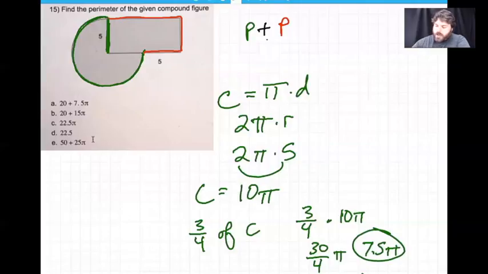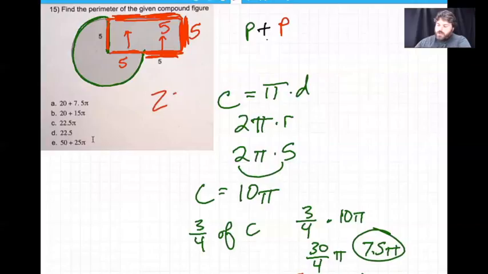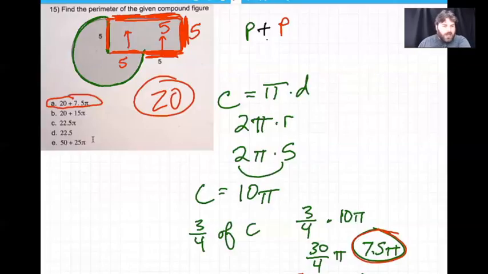Okay, now what is the red, or excuse me, the orange? Well, I know that this length is 5. Since the radius here is 5, I know that this length is also 5. And then this length is 5 because of this. And then the radius here has to be the same, so this is also 5. So we have 5, another 5 is 10, 15, and one more 5 is 20. So the total length of the orange is 20. So we add them back together, we get 20 plus 7.5 pi, and answer choice A is correct.